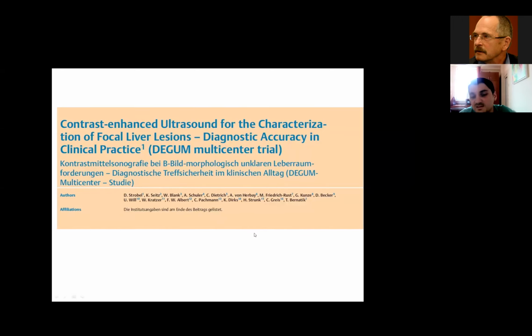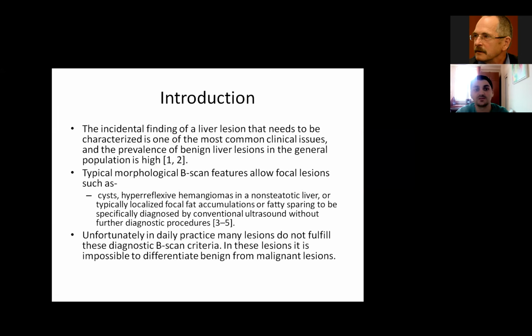So it's a German study, a multi-center German study that evaluated the contrast-enhanced ultrasound for the focal liver lesions diagnostic accuracy in clinical practice. So it's quite useful for the clinical practice. It was the landmark of the later studies in what concerns the performance of contrast-enhanced ultrasound. And we all know that the incidental finding of liver lesions that need to be characterized is one of the most common clinical issues because they are quite frequent, especially the benign liver lesions in the general population.